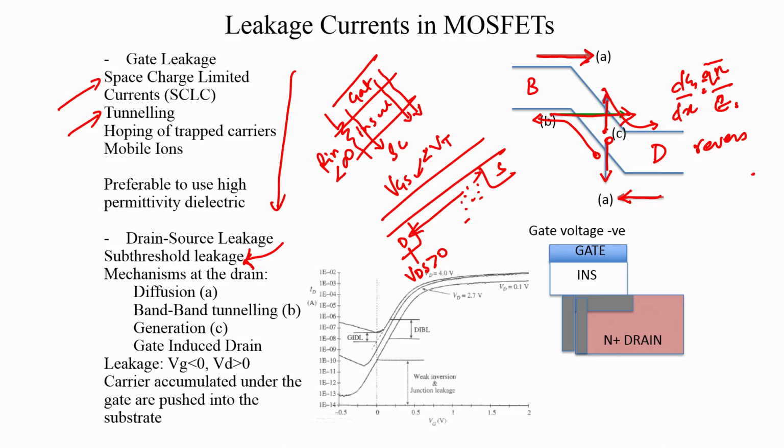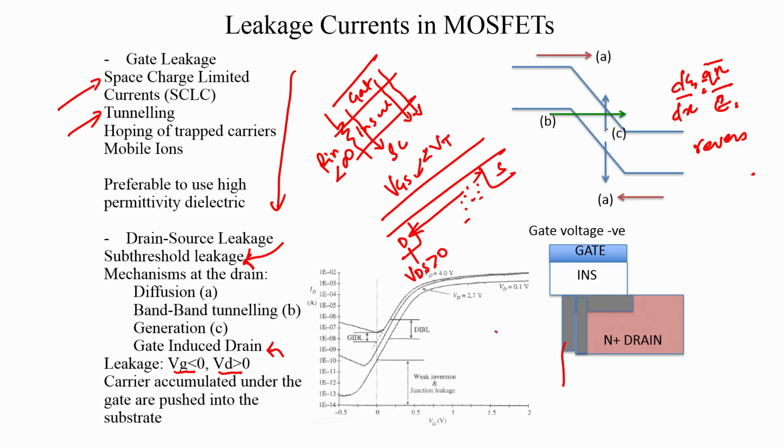And finally, you have something called gate induced drain leakage, okay. Now, this is something that you are probably hearing for the first time, okay. So, what is gate induced drain leakage? So, let us take the condition when Vg is less than 0 and Vd is greater than 0, and let us now focus on the gate drain overlap region.